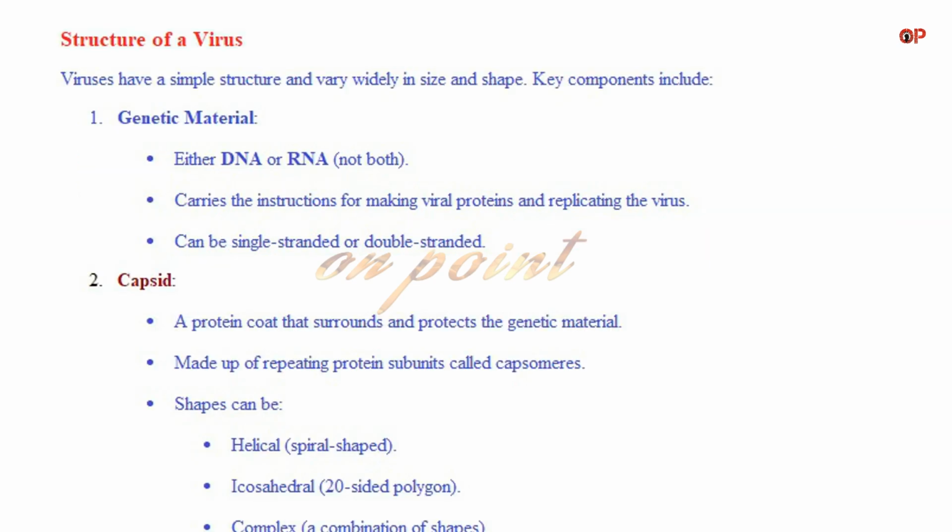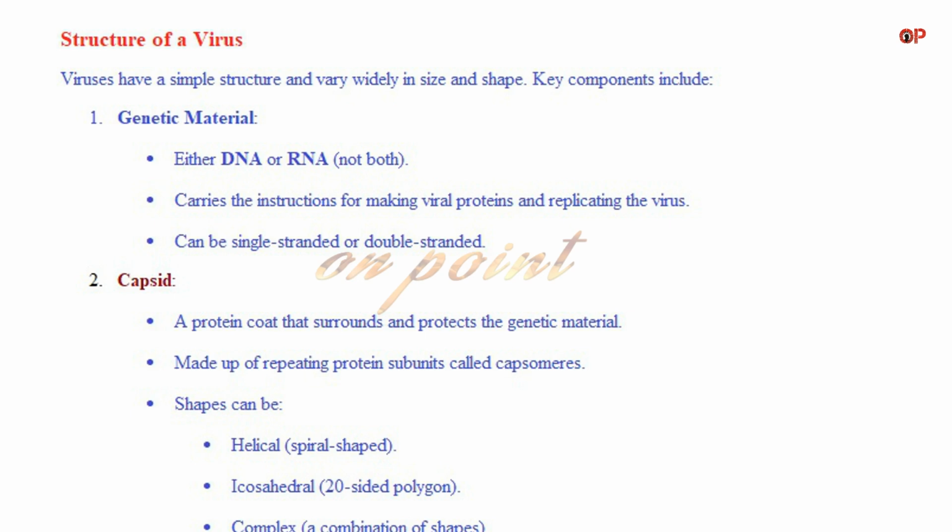Structure of a virus. Viruses have a simple structure, and vary widely in size and shape. Key components include: 1. Genetic material. Either DNA or RNA, not both. Carries the instructions for making viral proteins and replicating the virus. Can be single-stranded or double-stranded.